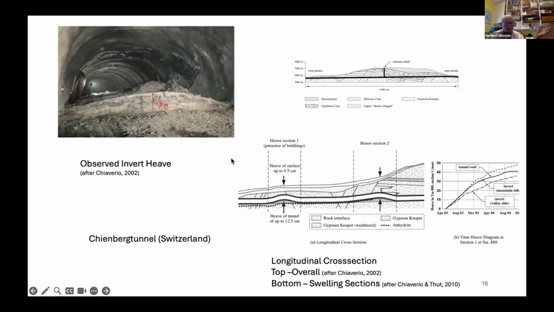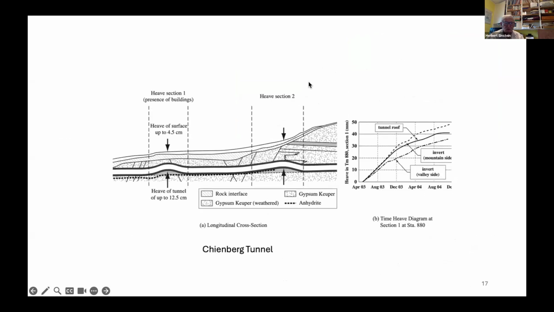This is now the recent case. This is the Friedberg tunnel about 20 years ago. Again, during construction, you see this very large heave. And then you see this is the tunnel overall. The swelling sections are here, and they're sort of enlarged, shown here. And I'll show you detail here. So we have 2 sections which we're actually going to look at quite a bit more.